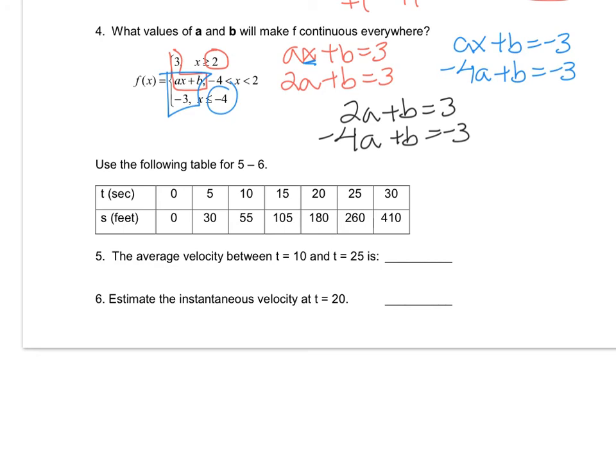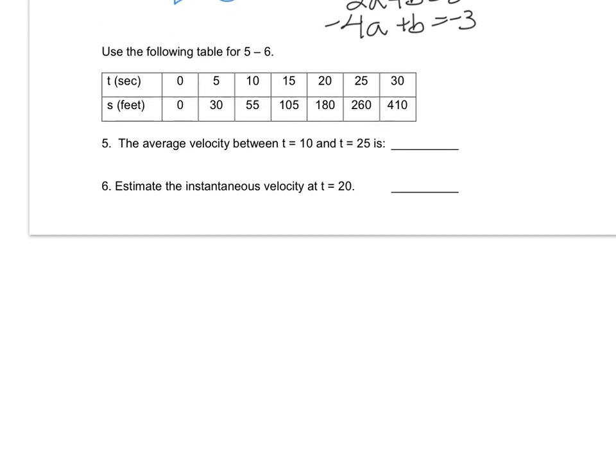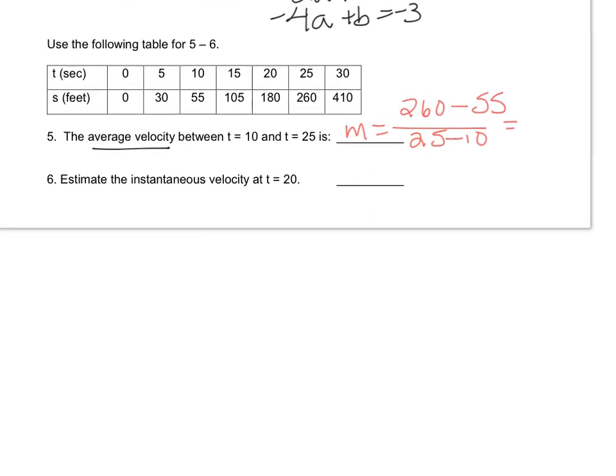And now lastly, for 5 and 6, when you have a table of values and no function, average velocity is the same. We're going to find the slope between 10 and 25. So the y value at 25 is 260. The y value at 10 is 55. And when you simplify that, you get 13.6 repeating. Don't forget your units. It's feet per second.